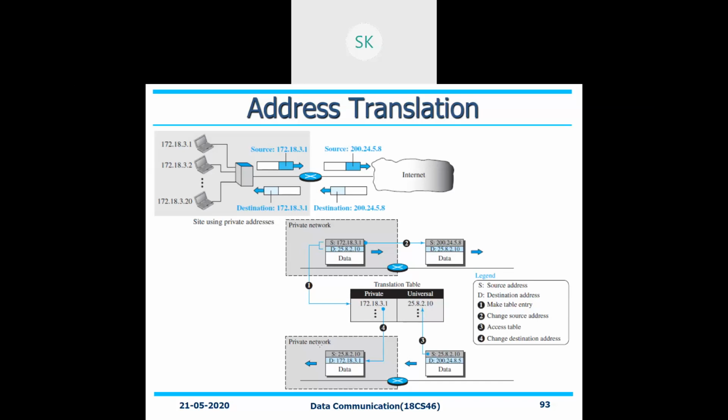Why is address translation required? We have seen DHCP, where we dynamically give IP addresses to the client. That is more than enough, right? Why is translation required? If you want to communicate from the private network to the public network, at that time translation is a must. If you are going from a private network to a private network, where only those two parties need to communicate, no problem. You can have that transaction. There is no problem at all.